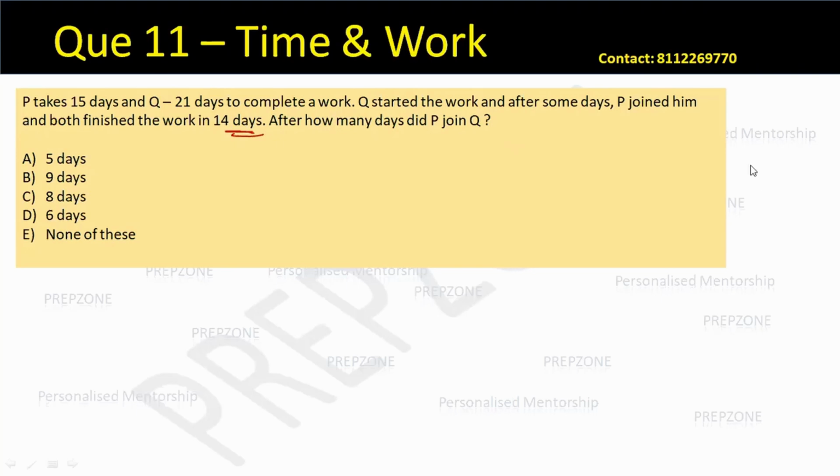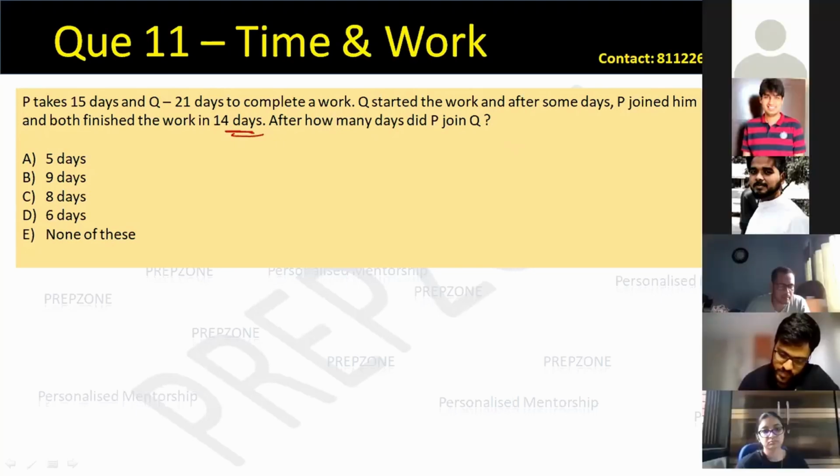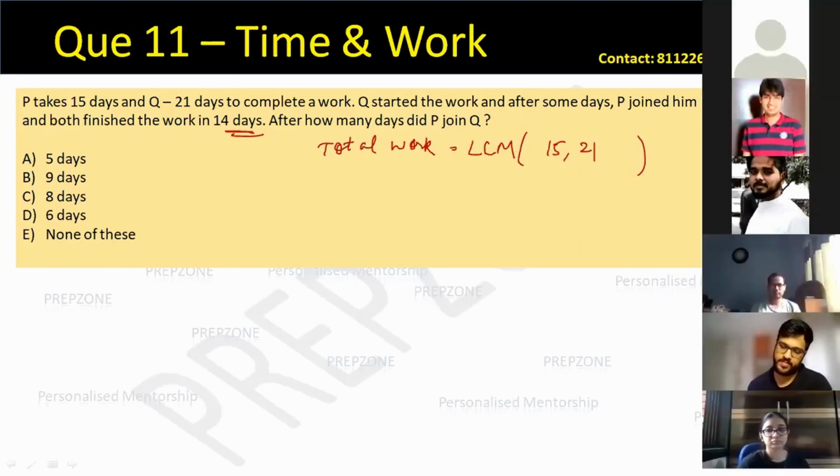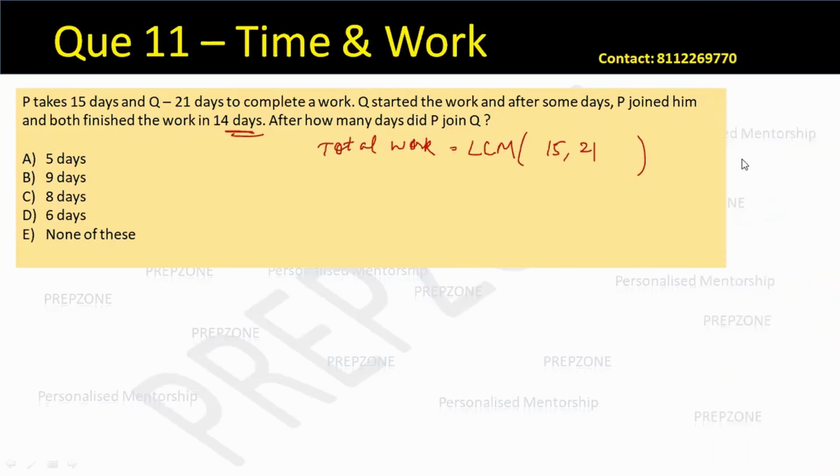So the fastest and the most efficient method that you will ever use in this topic is the LCM method, which says the very first step is you will have to assume the total work, and total work will be nothing but the LCM of the time taken by individual players. P takes 15 days and Q takes 21 days. These are the only two players currently. What will the LCM be? How do you calculate LCM? 105. Very good.